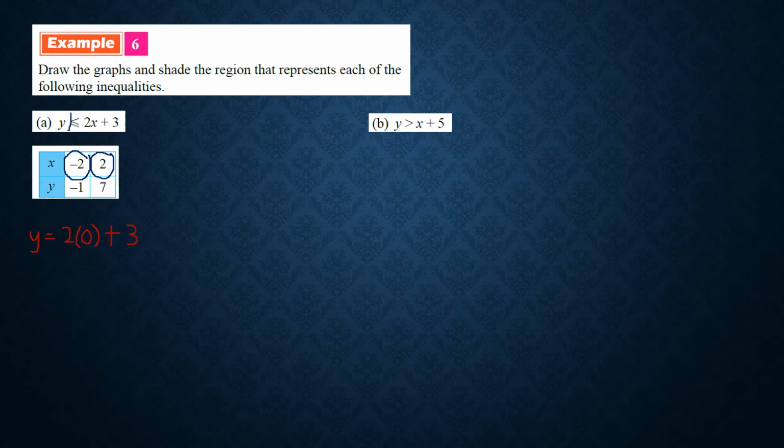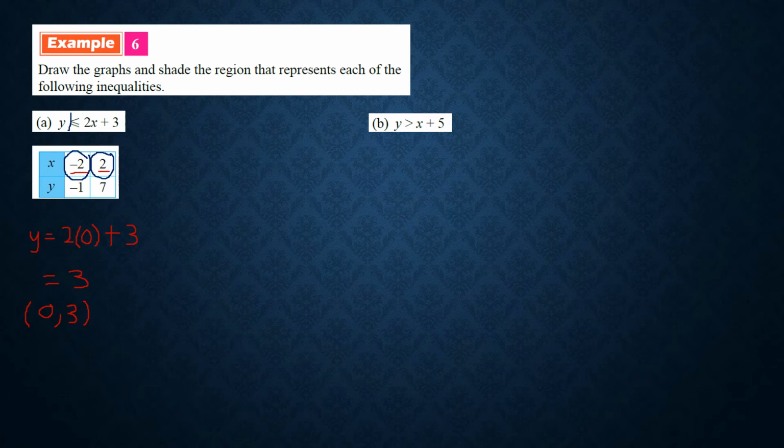You also can. So you will get y equals to 3, so the coordinate is (0, 3). Or you want to find when x equals 1, also can. Here they use -2 and 2. Okay, when x equals -2 and when x equals 2.